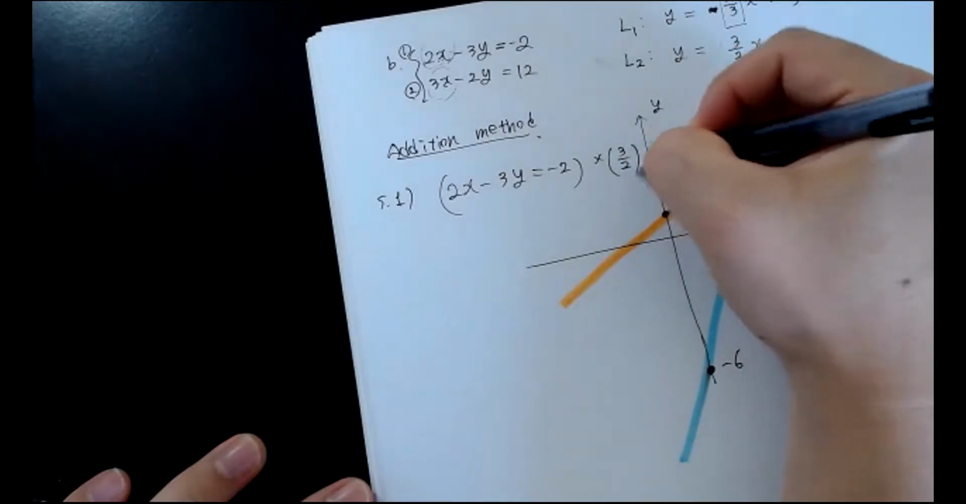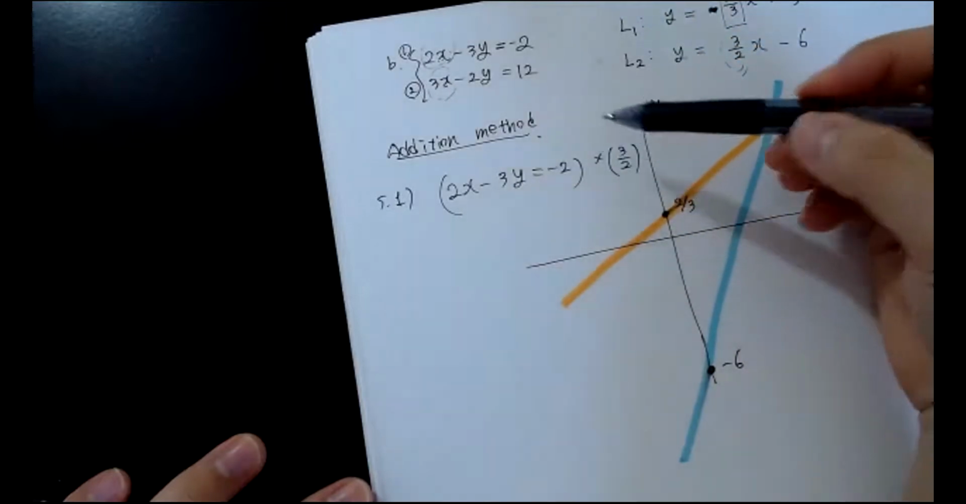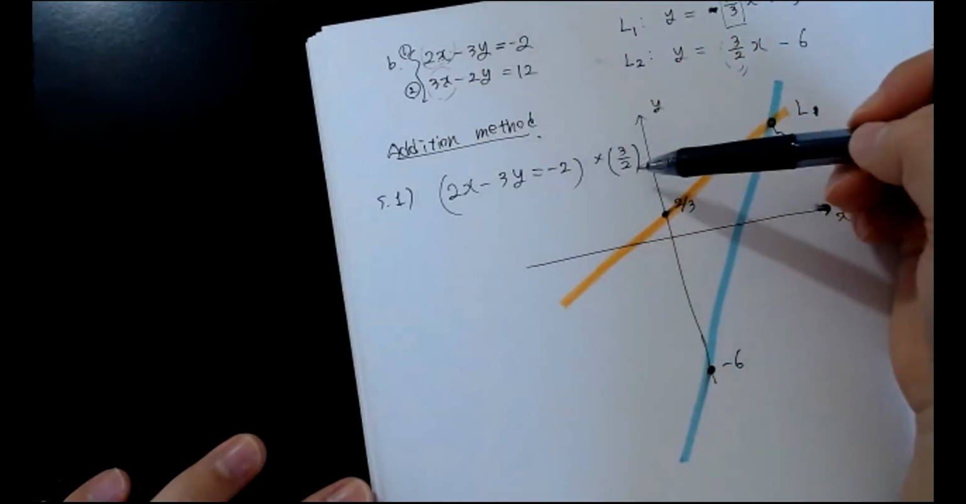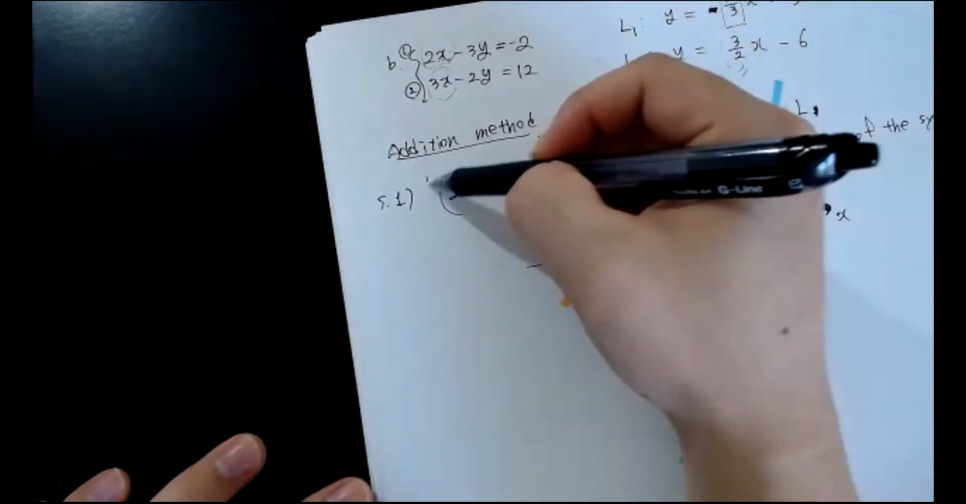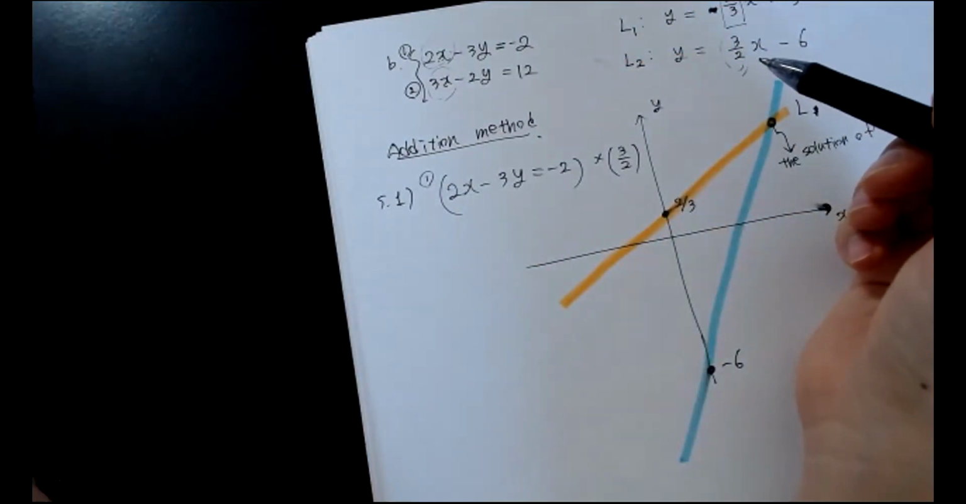3 over 2. Okay. So 2x times 3 over 2, and then negative 3y times 3 over 2, and then negative 2 times 3 over 2. Okay, I'm talking about the first equation. All right. So keep in mind, step one in the addition method.